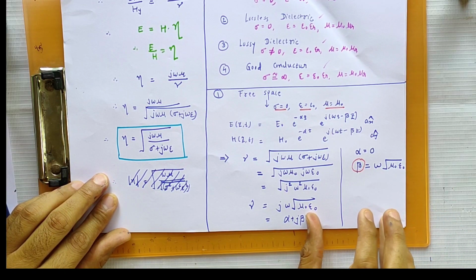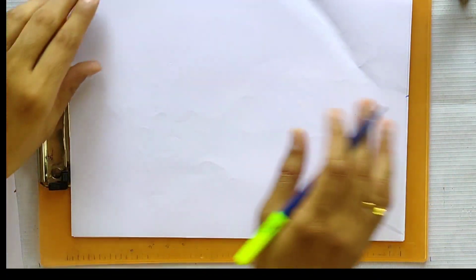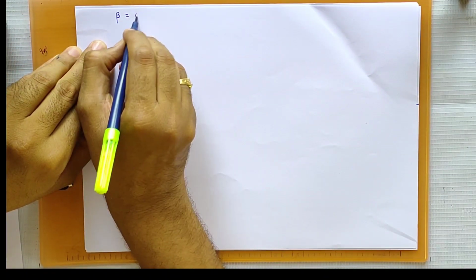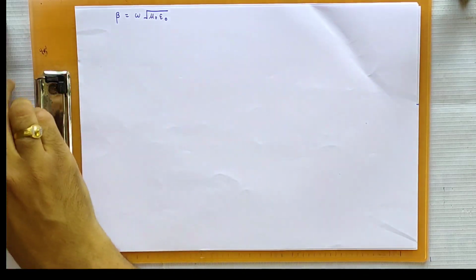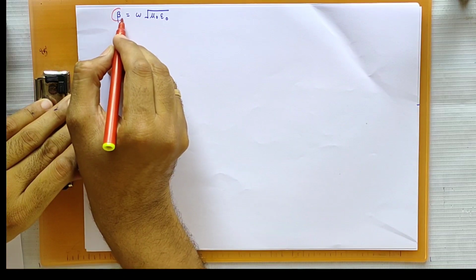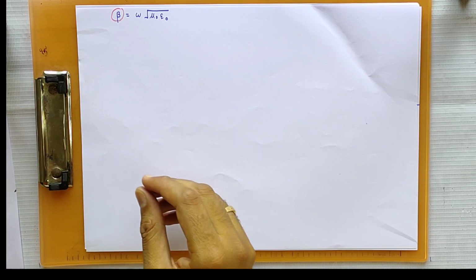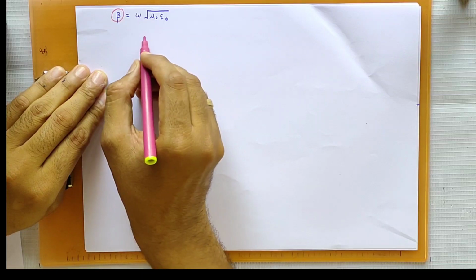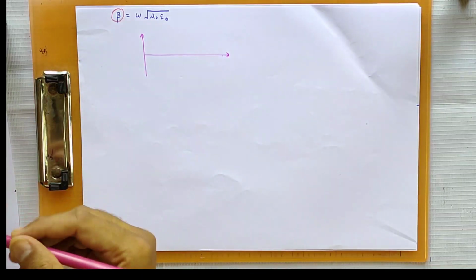Beta is the phase constant. Here we finally write beta is equal to omega under root of mu 0 epsilon 0. And now the question is, what is beta? How can we realize beta? Actually it is the phase constant. So we know what the maximum phase difference of any signal is. See here, suppose I draw a signal. For example, I will draw one signal.